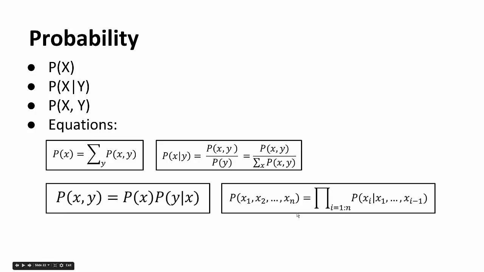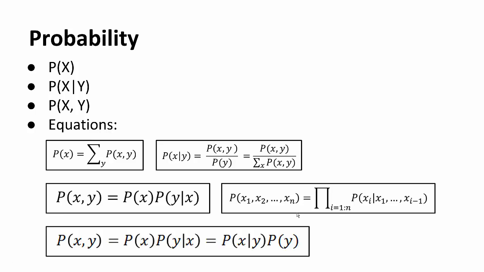Okay, on to one last very important concept in probability. With this product rule equation, notice that we can write the probability of x comma y in two different ways, right? It can be written as the probability of x times the probability of y given x, which is what we have here. But it can also be written as the probability of x given y times the probability of y. Okay? And these two are functionally equivalent, right?